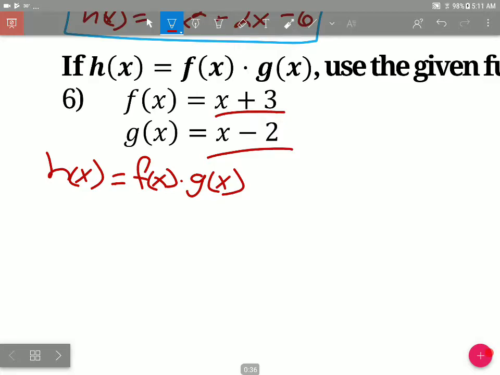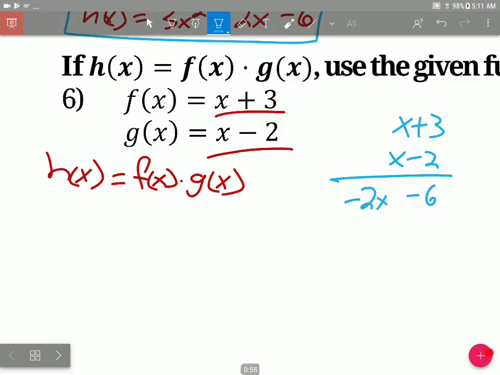So I'm going to go over here and do a little work. x plus 3 times x minus 2. And remember it's 2 times both of those, and then we're going to do the x times both of those. That's the pattern. So negative 2 times 3, negative 6. Negative 2 times x is negative 2x. Okay? And then we move over to the x.